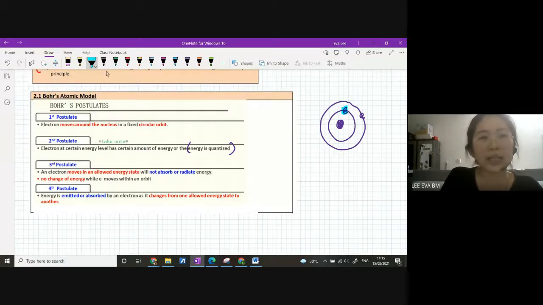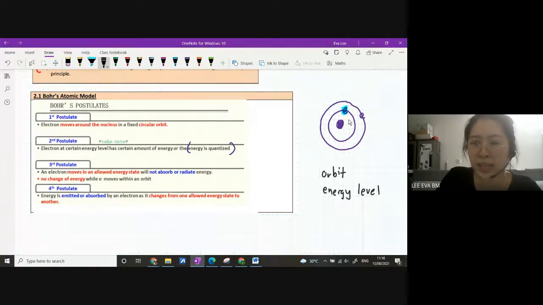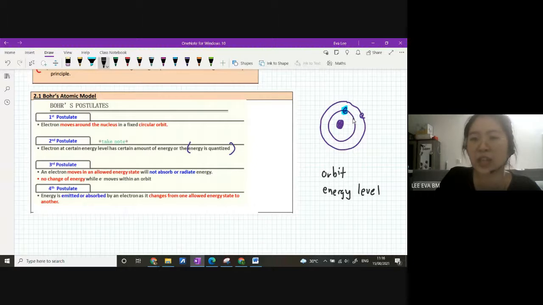Okay, so dekat sini awak akan dengar banyak kali Madam mention orbit, ataupun ada certain masa awak akan dengar energy level. So it means the same thing. Orbit and energy level have the same meaning. So let's say we focus on this electron and we say that this is the first energy level. So another one is the second energy level and so on. So orbit memang ada banyak, depends kepada berapa energy level yang awak ada.